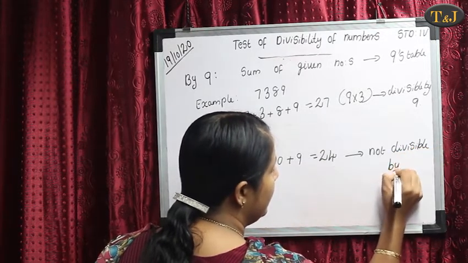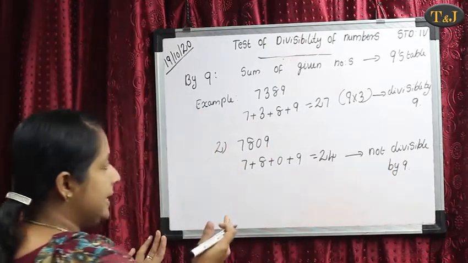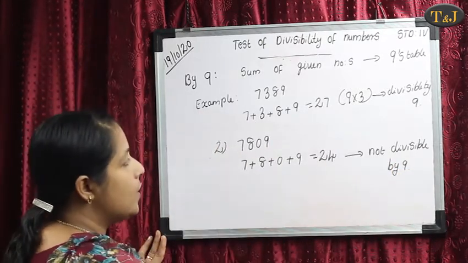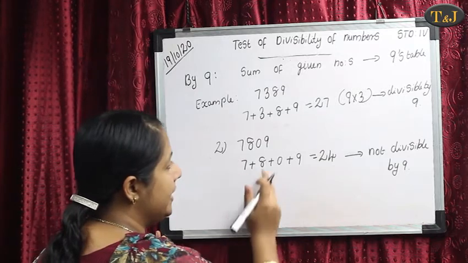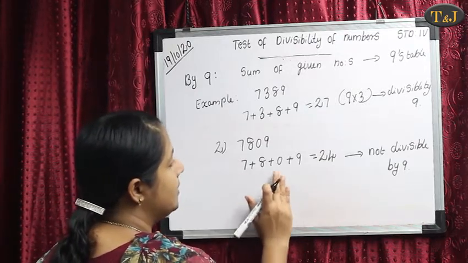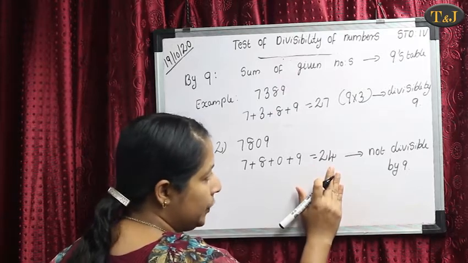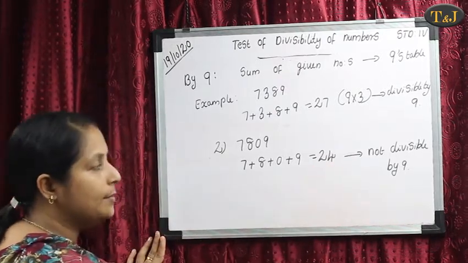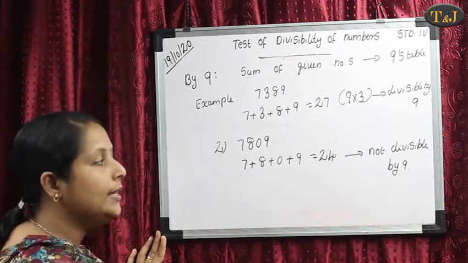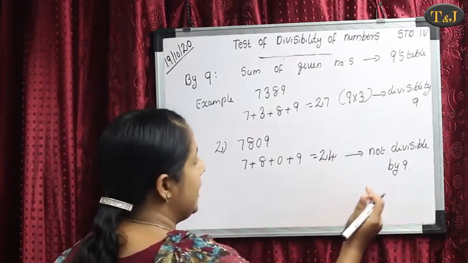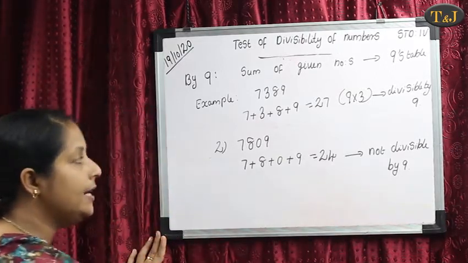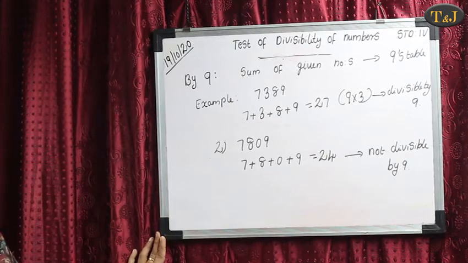Not divisible by 9. Then our second example, take the number 7,809. We are adding these numbers 7 plus 8 plus 0 plus 9. We get the number as 24. There, this number 24 is not included in 9's table. So in that case, 7,809 is not divisible by the number 9.